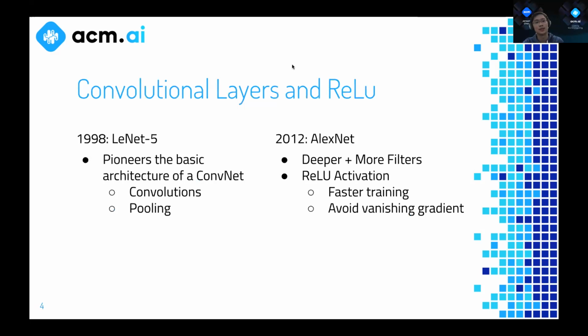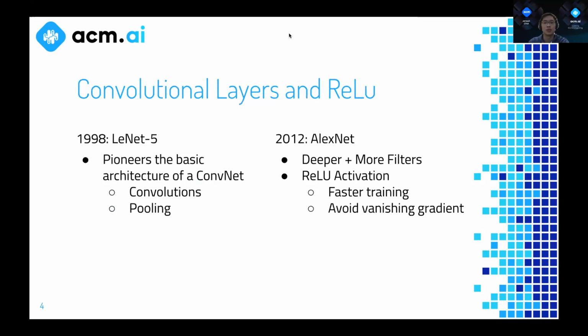Okay, so let's start with LeNet-5, which was created in 1998. So I'm not sure if this is the very first CNN that was invented, but it's definitely the one that popularizes the basic architecture of a CNN, and also introduces some important concepts like convolutions and pooling.